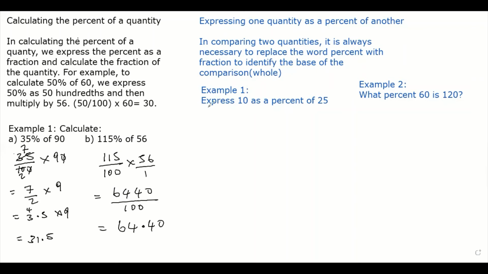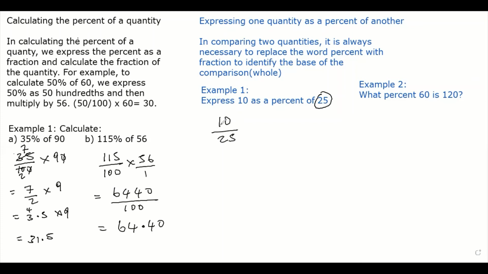For example, express 10 as a percent of 25. Now you need to be clear which one of these numbers is the whole, right? Now, if you replace percent with fraction and read it, it would be easy. It says, express 10 as a fraction of 25. So clearly you can see that 25 here is going to be the whole. So in expressing this, it would be 10 out of 25.